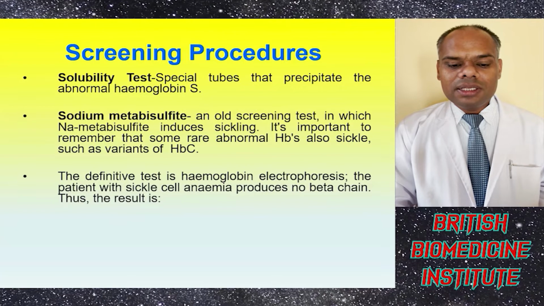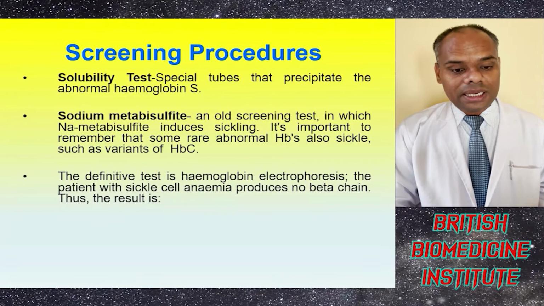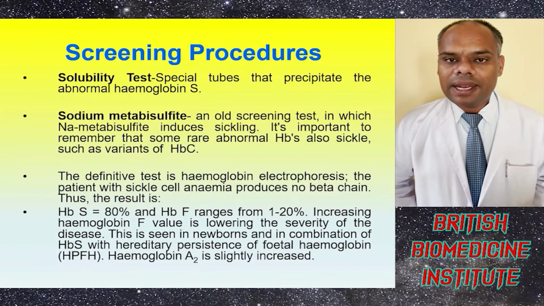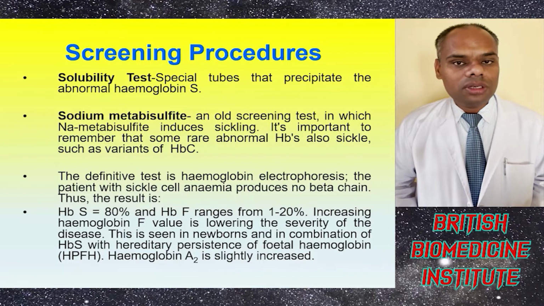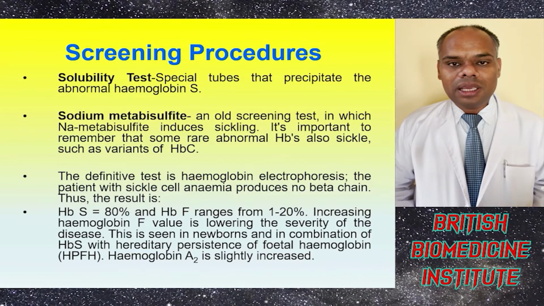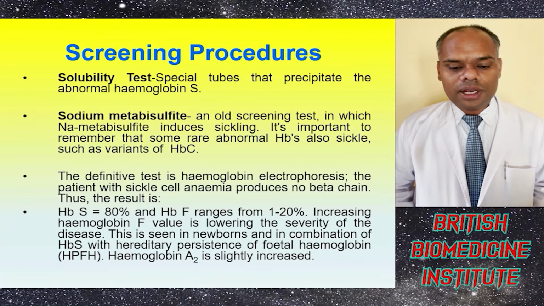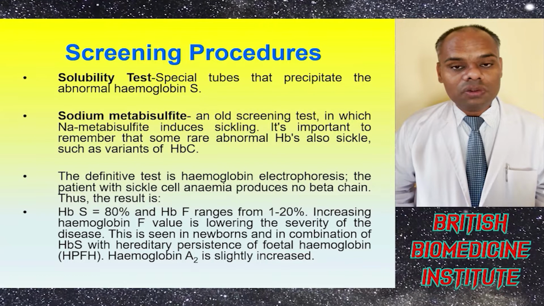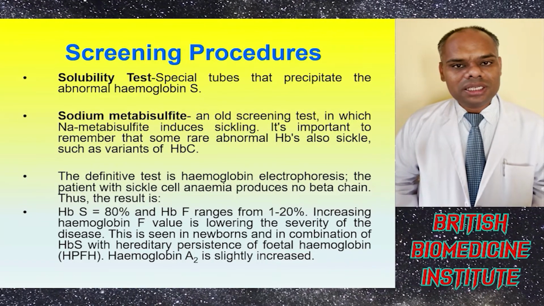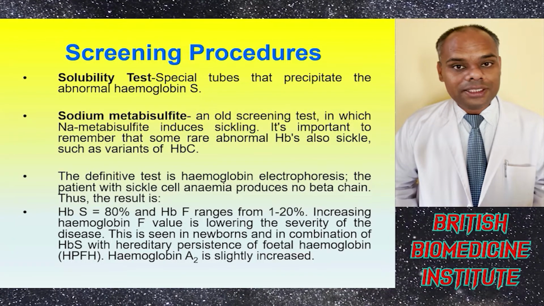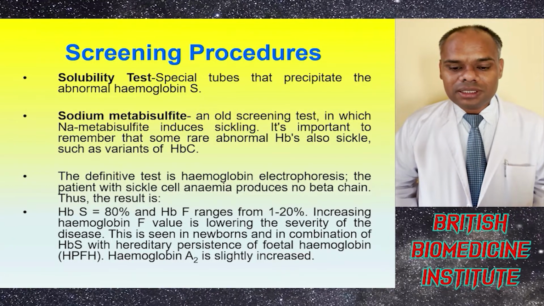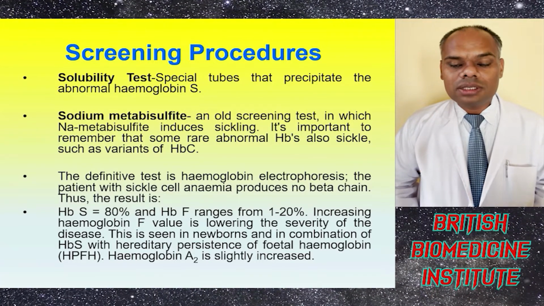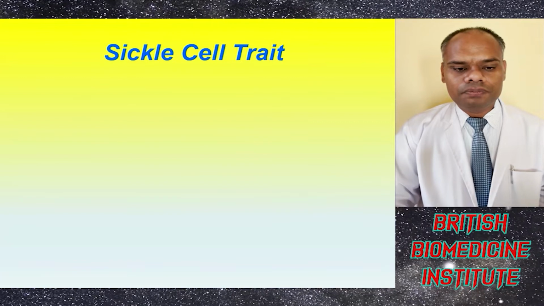The patient with sickle cell anemia produces no beta chain, thus the result will be HbS 80% and HbF will range between 1 to 20%, and an increased hemoglobin F value will lower the severity of the disease. This is seen basically in newborn babies and in combination of HbS with hereditary persistence of fetal hemoglobin, HbFH. Hemoglobin A2 is slightly increased.